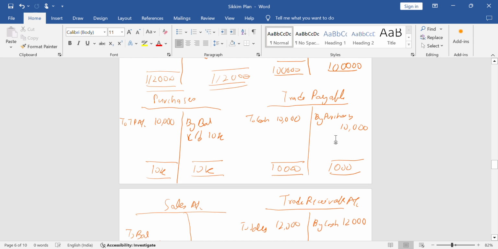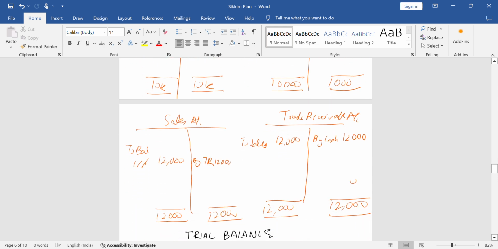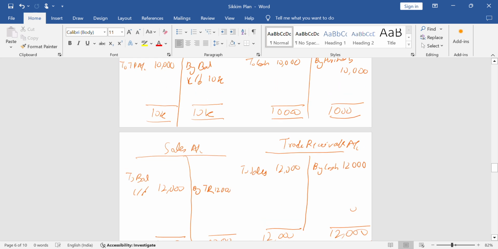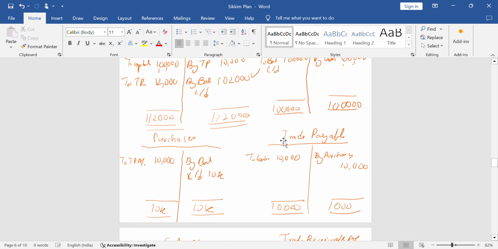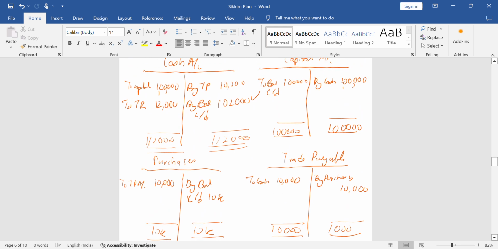Then we sold goods on credit. So trade receivable account debit to sales account 12,000 rupees, and again in sales account we will show by trade receivable 12,000 rupees. Then we paid money to trade payable. So in trade payable account we'll go trade payable account debit to cash account. Immediately we'll show the effect in cash account as well. By trade payable rupees 10,000.